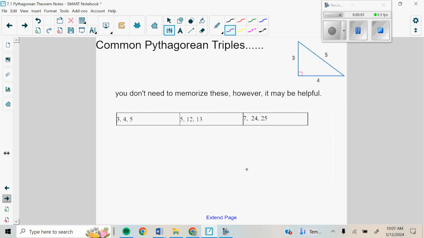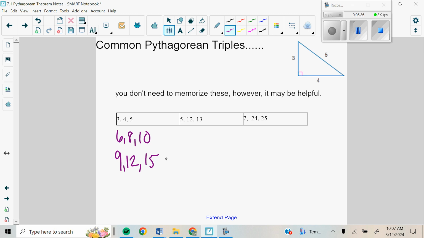You don't need to have these memorized, but it's sure handy if we have them. 3, 4, 5 is our most common one, then 5, 12, 13, and then 7, 24, 25. There are more Pythagorean triples, but we don't go past that much. Keep in mind that the multiples of those are also Pythagorean triples. So 6, 8, 10, 9, 12, 15. Multiples of any of these are also nice Pythagorean triples.